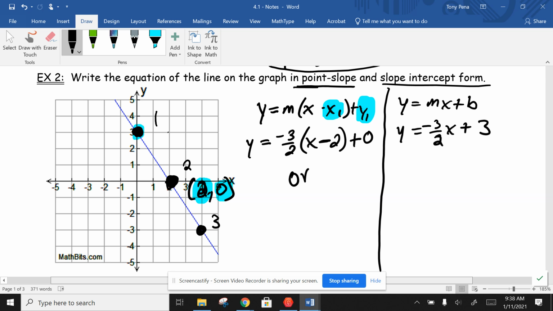Okay? Or, just to make sure we understand, let's say we would have picked point 3 down here. Point 3 has the coordinates of (4, -3). So we could have done a slope of a negative 3/2, do x minus a 4, since that's the x coordinate of this point. And then the y coordinate of this point is this negative 3 right here. So we would do a minus a 3.